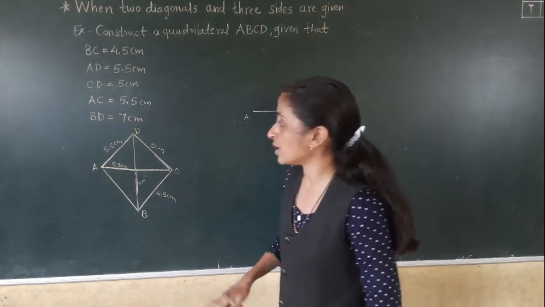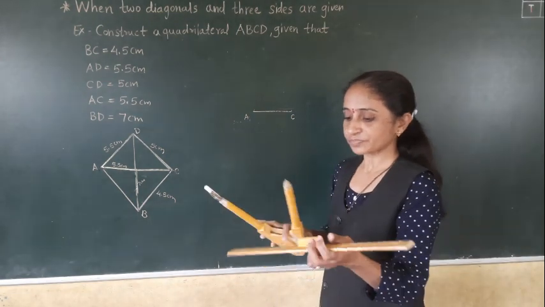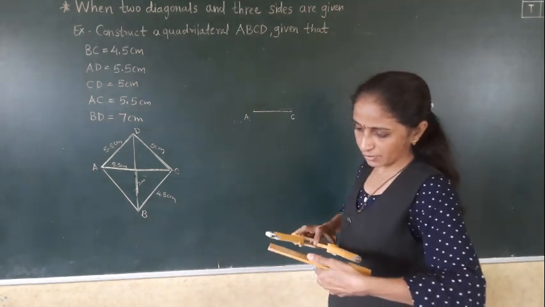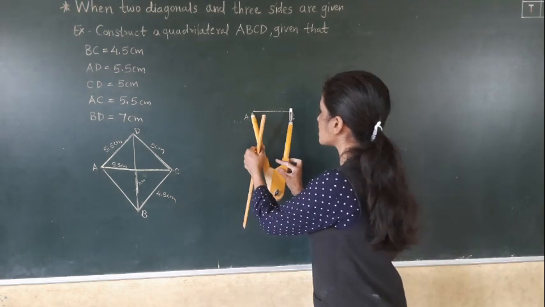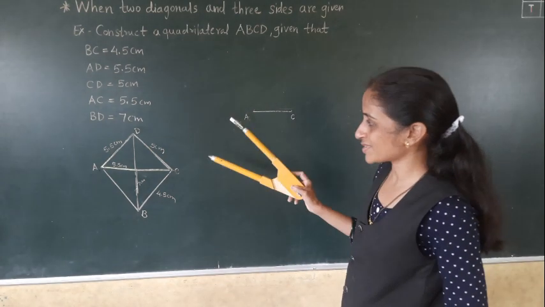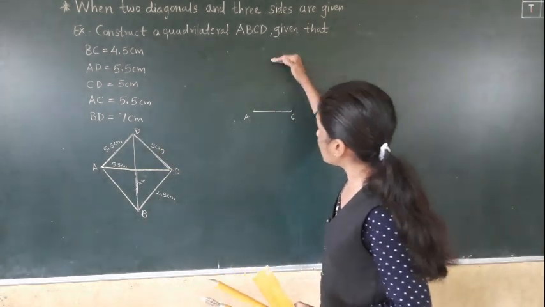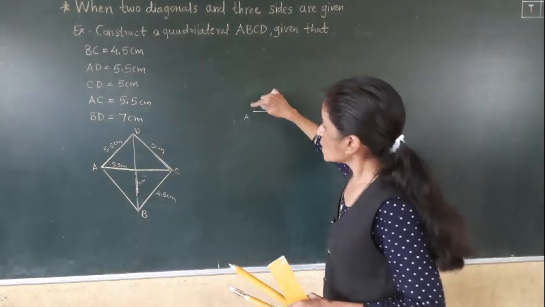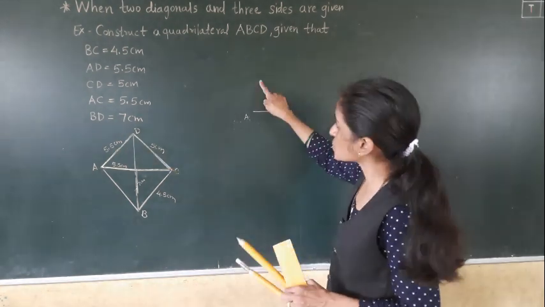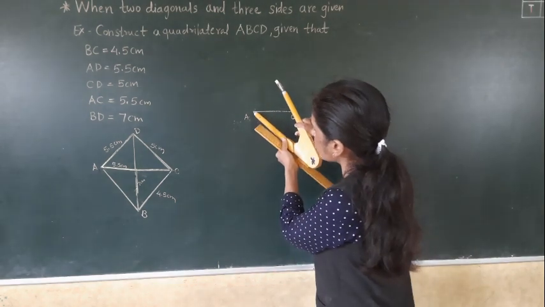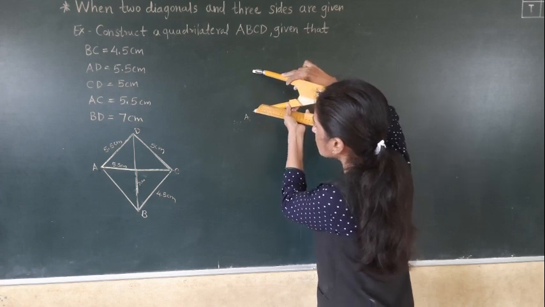AD, how much is it given? 5.5 centimeter. So take the same measurement in your compass, because this is also 5.5 centimeter. We have to draw D. D will come here somewhere. So from A as a center and with 5.5 centimeter radius, draw an arc.